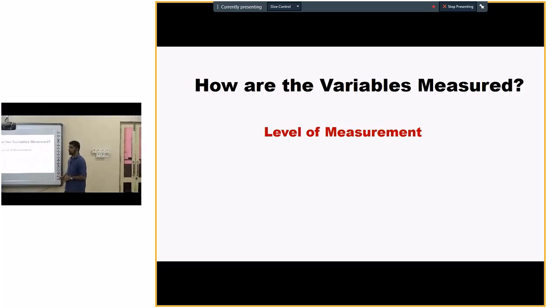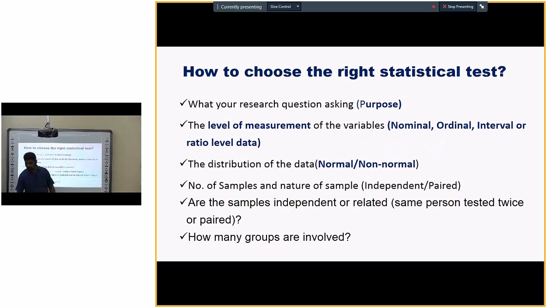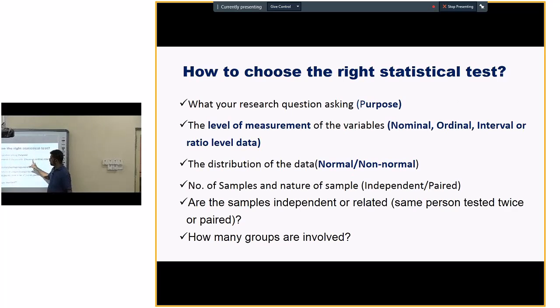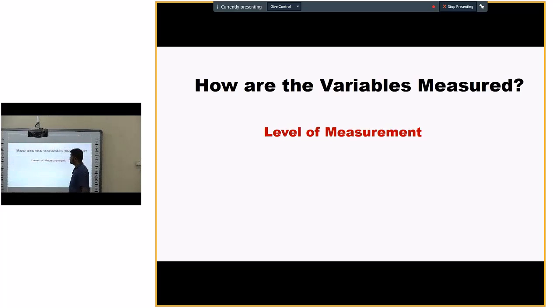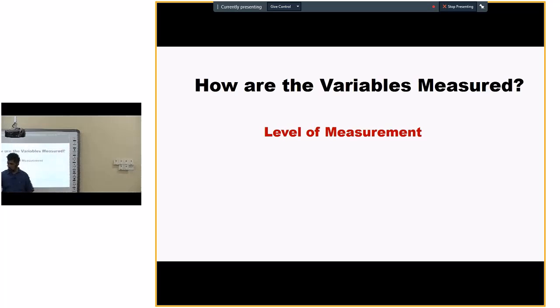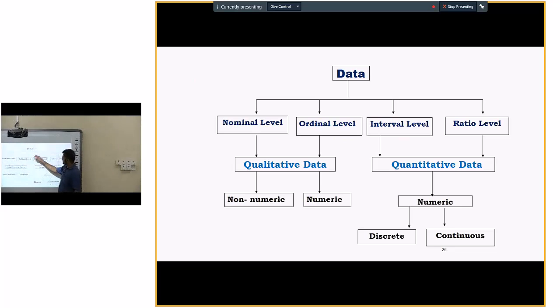Next, what is the second point of our criteria here? Level of measurement, right? How do we decide the statistical test under level of measurement? How are the variables measured? There are a number of levels. Here we have quantitative data. The levels of measurement are nominal, ordinal, interval and ratio level, right? Further we can discuss one by one, right?